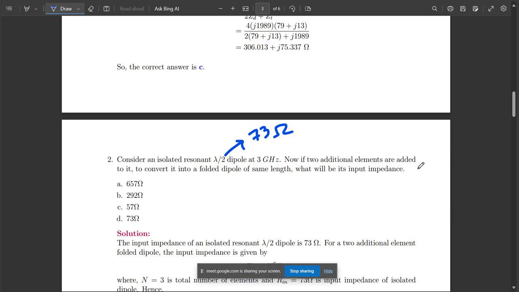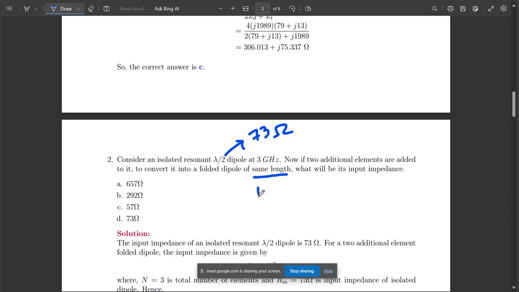Now, if two additional elements are added to it to convert it into a folded dipole of the same length, what will be its input impedance? What you have to notice here is that the resonant half wave dipole is converted into a folded dipole. Another thing, the length is the same. The two additional elements are added so that the folded dipole has the same length.